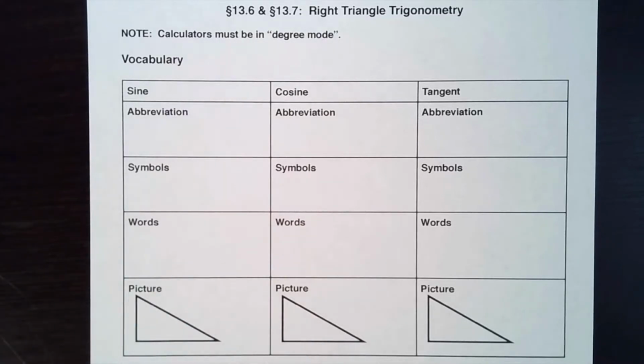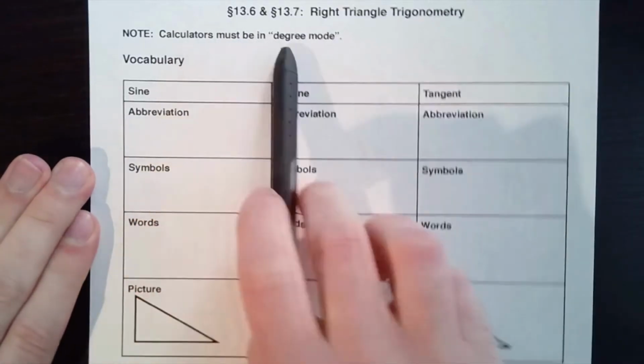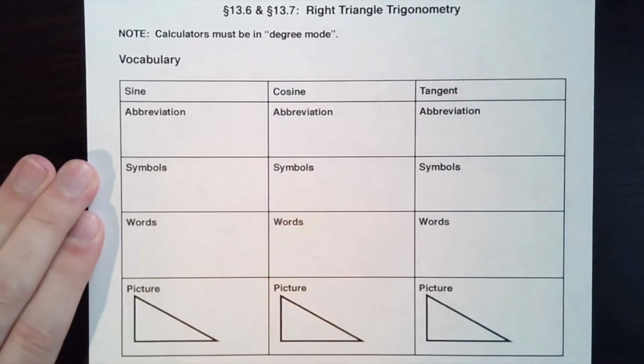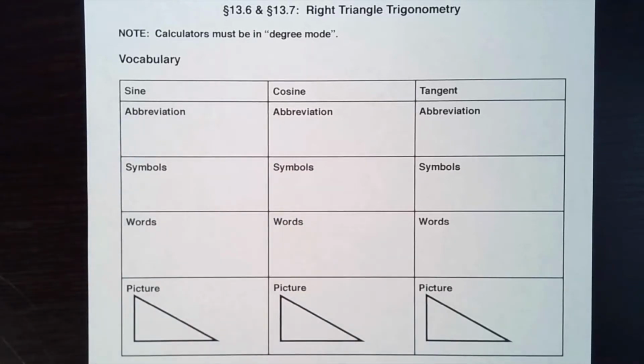So before we get going into all of this, I have a quick note here at the top that says your calculator must be in degree mode. Most of them already are going to be. We'll talk about that a little bit more in a minute and show how you can test to figure out if your calculator is in the correct mode. Okay, but before we get to that, let's talk about these functions or trig ratios.